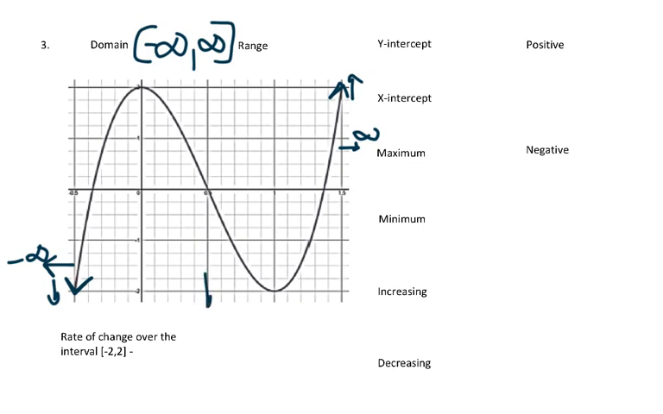For my range, it's going to keep going down. We call that negative infinity. And it'll keep going up, so we call that positive infinity. Now, because it keeps going up or down, technically we don't have a maximum or a minimum.